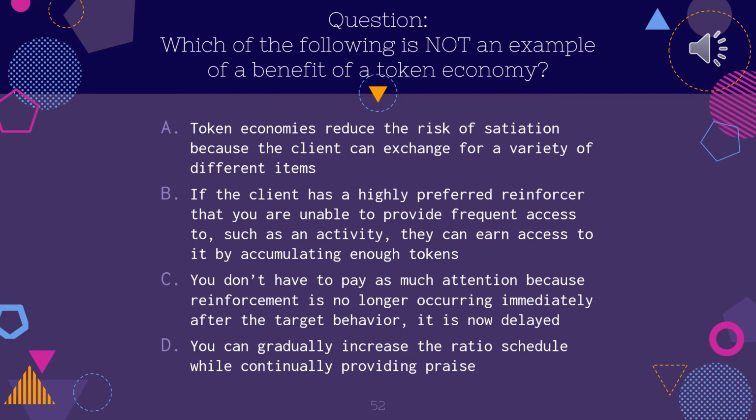C. You don't have to pay as much attention because reinforcement is no longer immediately occurring after the target behavior, it is now delayed. Or D. You can gradually increase the ratio schedule while continually providing praise. On your homework sheet, fill in the question, which of the following is not an example of a benefit of a token economy? I'll give you some time to get this question filled in.